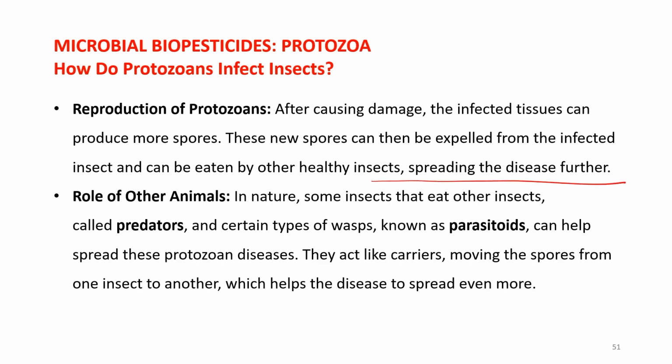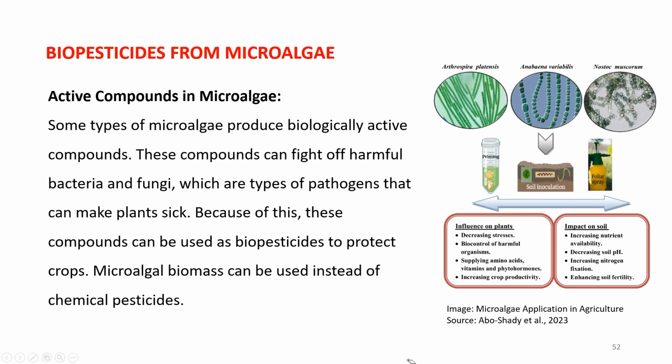In nature, some insects that eat other insects, called predators, and certain types of wasps, also known as parasitoids, can help spread the protozoan disease. They act like carriers, moving the spores from one insect to another, which helps the disease to spread even more.